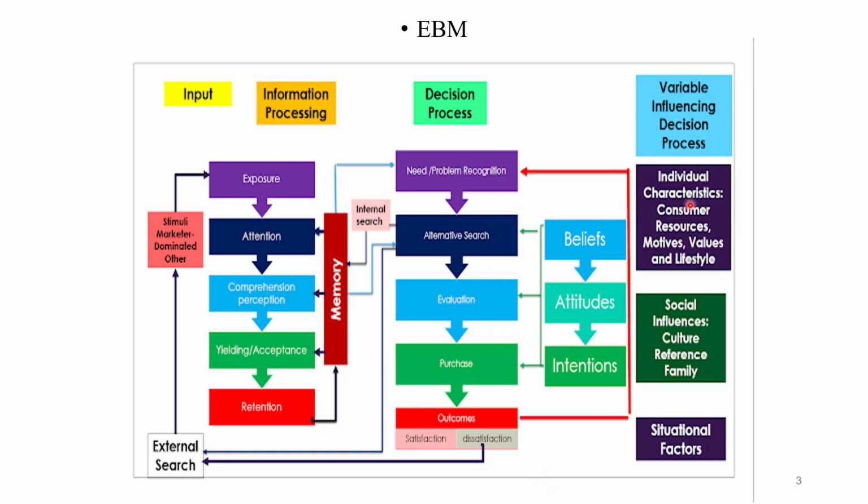So the variables which are influencing this decision making process of a consumer are: what are the individual characteristics of the consumer, what type of personality he is, what his values are, what his motives for purchase are, what kind of lifestyle he is leading, what are the social influences, what kind of society he is living in, what culture he has grown up in, what reference groups he is mingling with, what his family type is. All these are the variables.